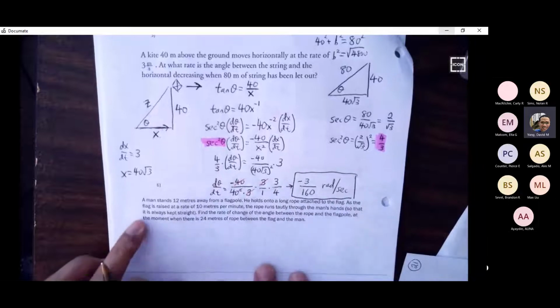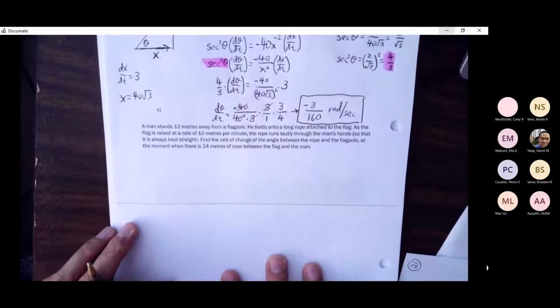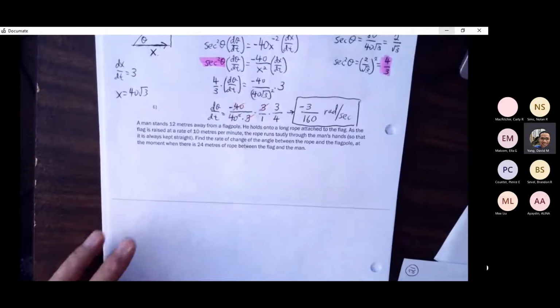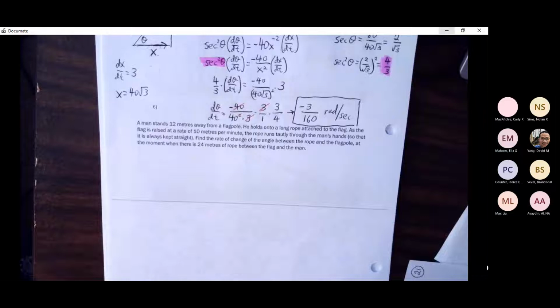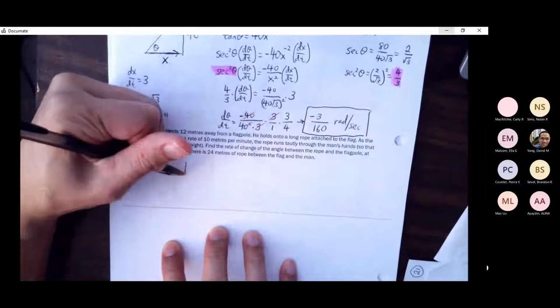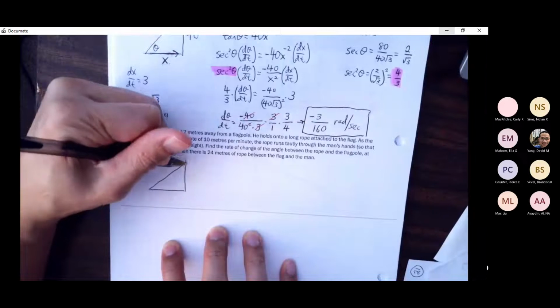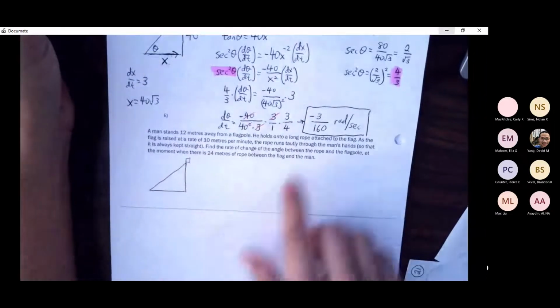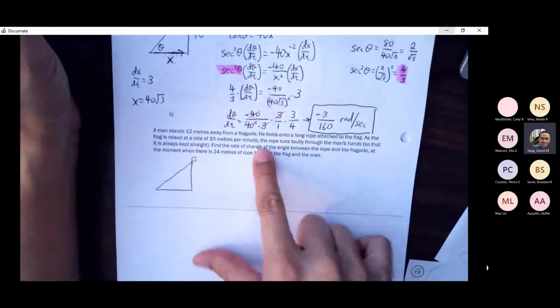Okay, why don't we do 1 or 2 more related rates here? Okay, number 6. A man standing 12 meters away from a flagpole. It's always going to be a triangle. He holds onto a long rope attached to the flag as the flag is raised at a rate of 10 meters per minute.